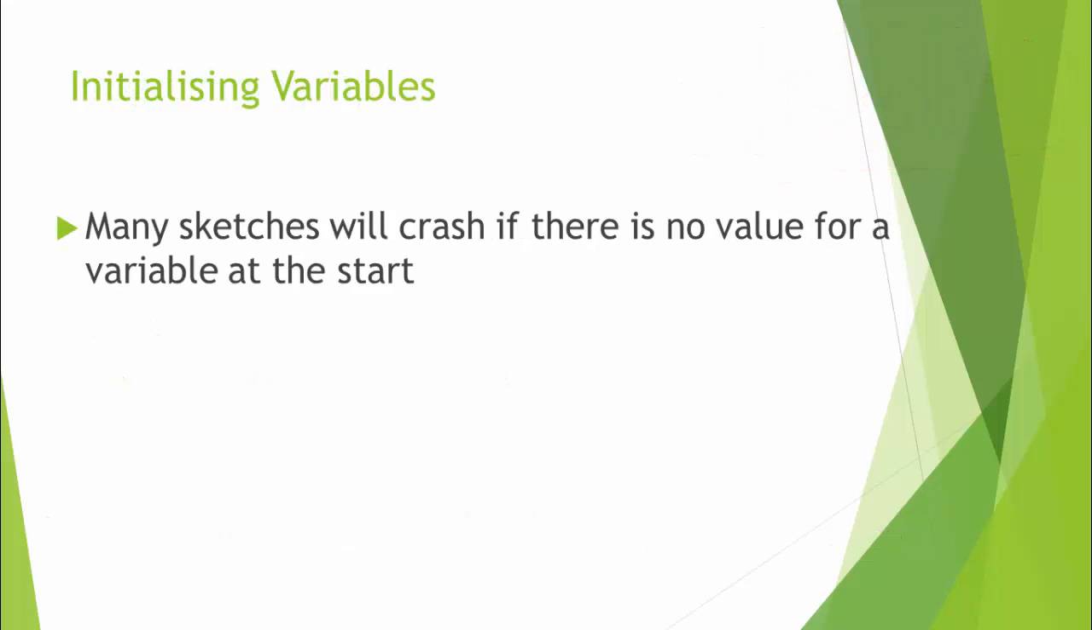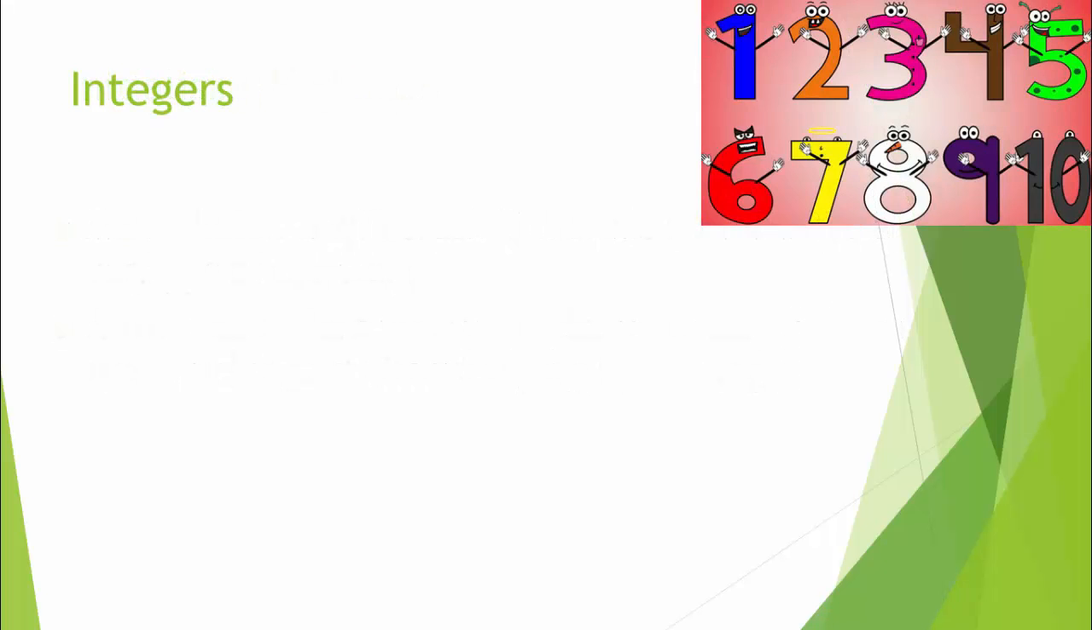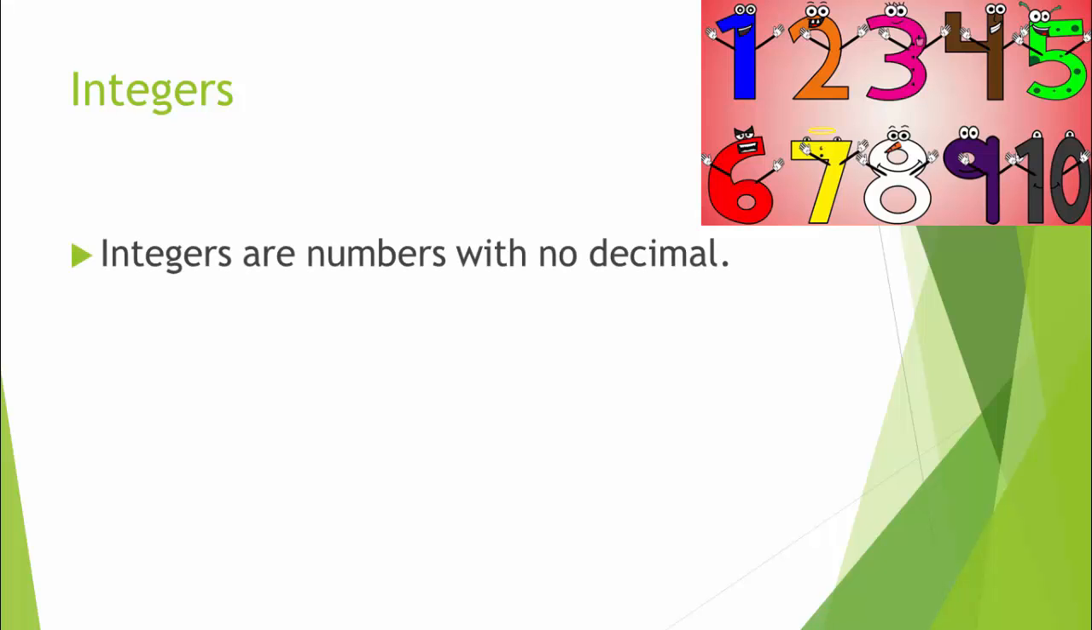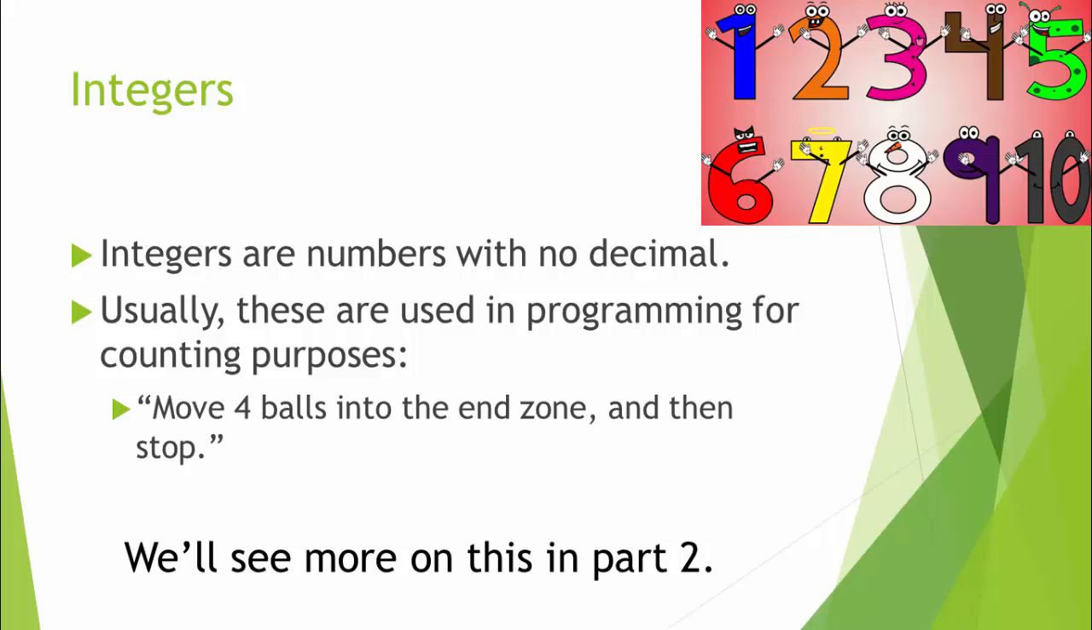Now, I already alluded to this briefly. You should initialize variables typically to avoid potential problems within your sketch. So if you can, set an initial value for your variable. And if that fits with your sketch logic properly, then you'll avoid having crashes at some later point. Quick note about the integer type. They have no decimals, perhaps obviously. Usually they're used for counting purposes. They're very handy for that purpose.